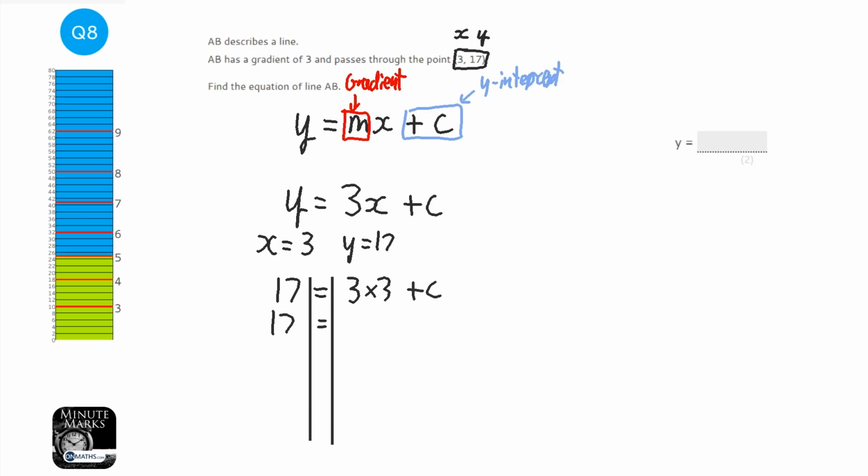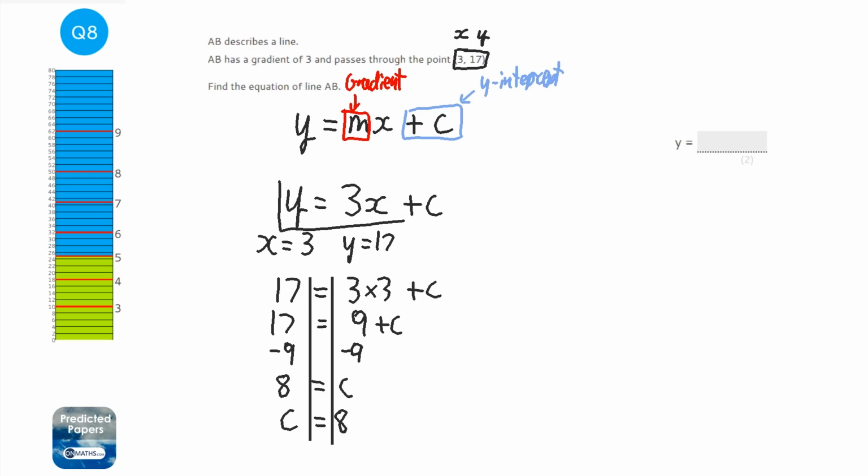So that's 17 equals 9 plus c, and we're going to take away 9 from both sides, so it's going to be 8 equals c, or just c equals 8. Looking back at the formula we had earlier, we had m but we didn't have c. Well, we now have c, which is 8. So it's y equals 3x plus 8. You can check that by putting in the values of 3 as x, and see whether you get 17. 3 times 3 is 9, 9 plus 8 is 17.